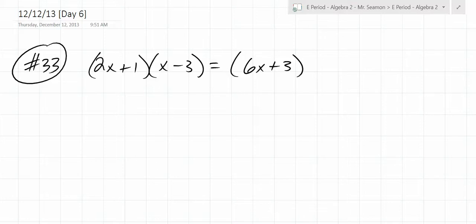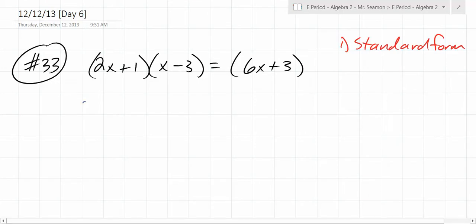Yeah, first step is put it in standard form. Is it in standard form? So you have to put it in standard form. So yes, you have to FOIL to do that. If you actually do this out, you end up with 2x squared minus 6x plus x minus 3 is equal to 6x. Is it in standard form yet?